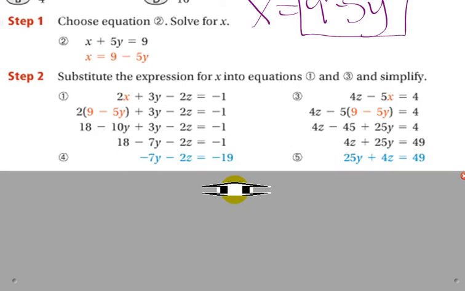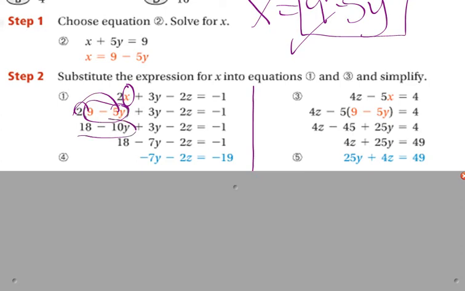So in the first equation, over here on the left, they start with 2x plus 3y minus 2z equals negative 1. And they take the x and they insert for x 9 minus 5y, because that's what we got, correct? Now distribute the 2 to our two terms, and everything else is straight copy, and then just start solving for y. Oh, excuse me, we're not solving all the way down. We're just getting it to two variables, okay?